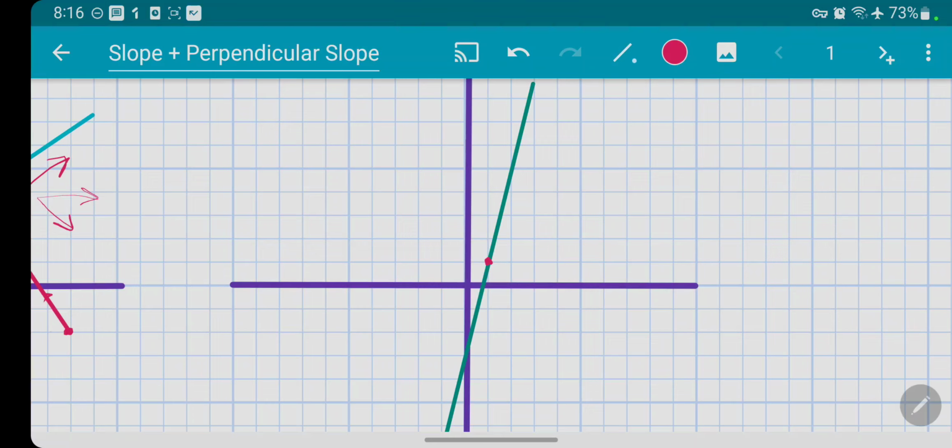And it crosses the grid right here. And up 1, 2, 3, 4 over 1. I can get back to the grid. So that was up 4 over 1. This has a slope of 4.